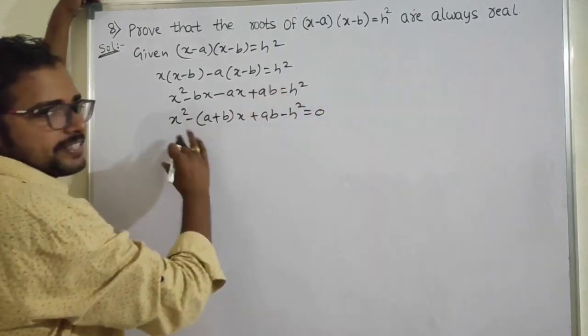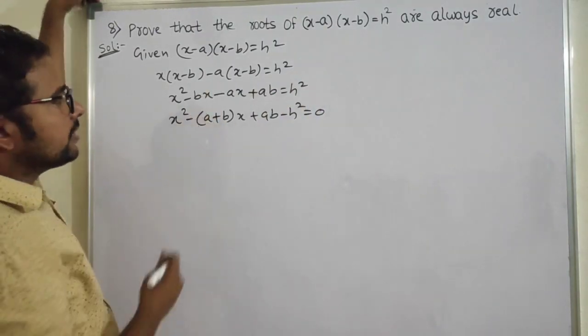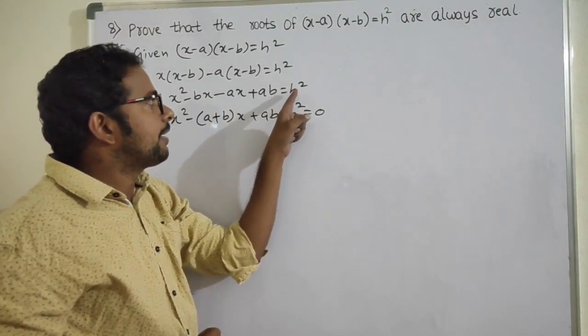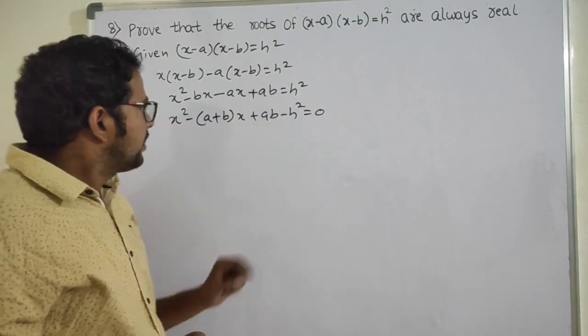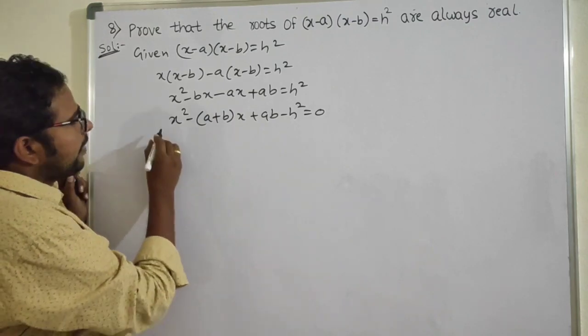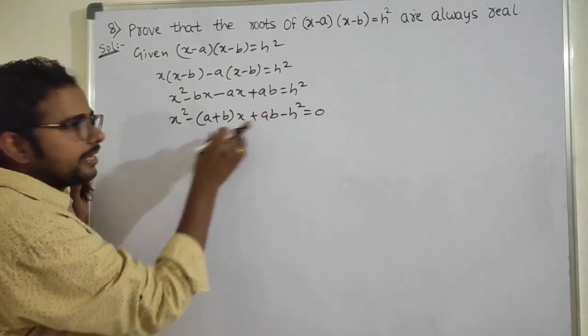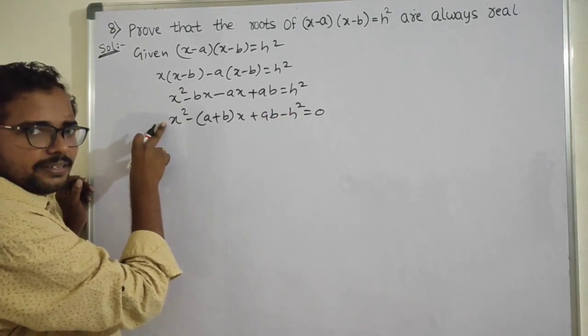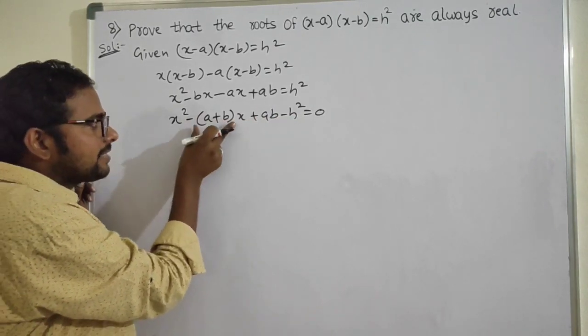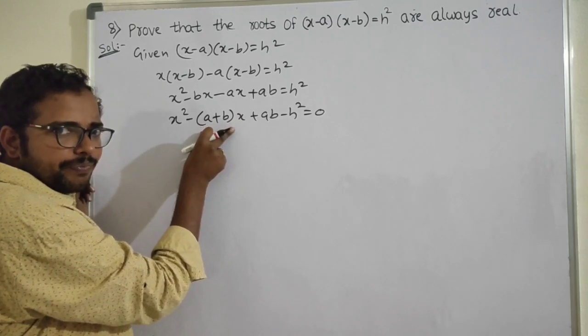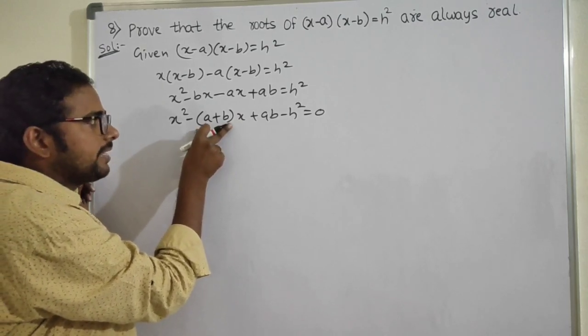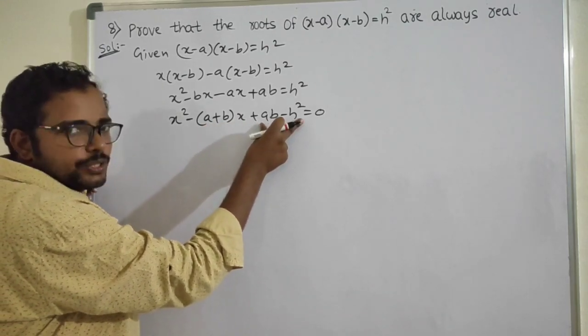Send h square to the left side, from right side to left side. So plus h square becomes minus h square. Now compare with the standard formula ax square plus bx plus c. A equals 1 here. B equals minus of (a plus b). C equals ab minus h square.